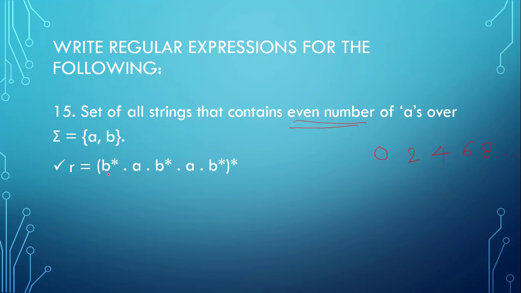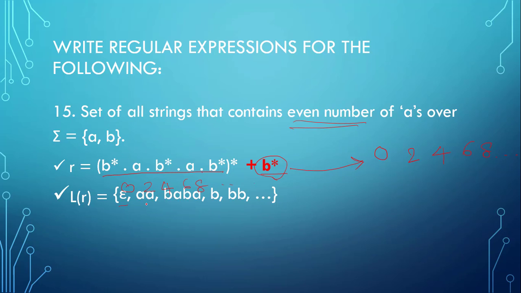It says b star a, b star a, b star, the whole star, and again plus b star, which will take care of 0 number of a's and n number of b's to be present in our input string. Whereas this expression will take care of 0, 2, 4, 6, 8 and so on number of a's to be present in our string. L of r will be epsilon, aa, ba, ba, b, bb and so on.